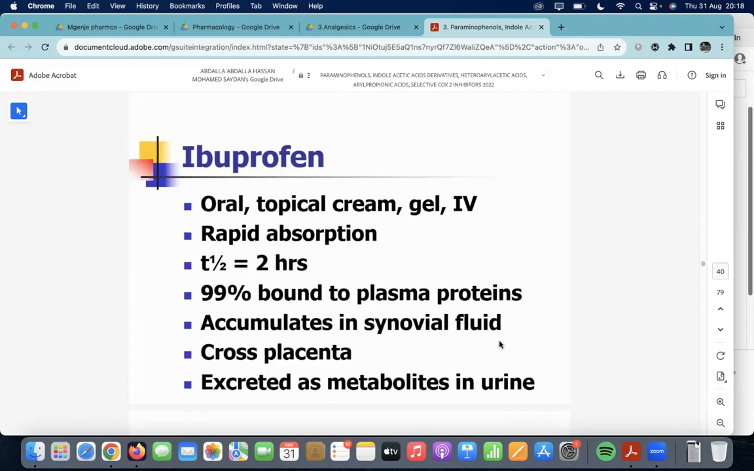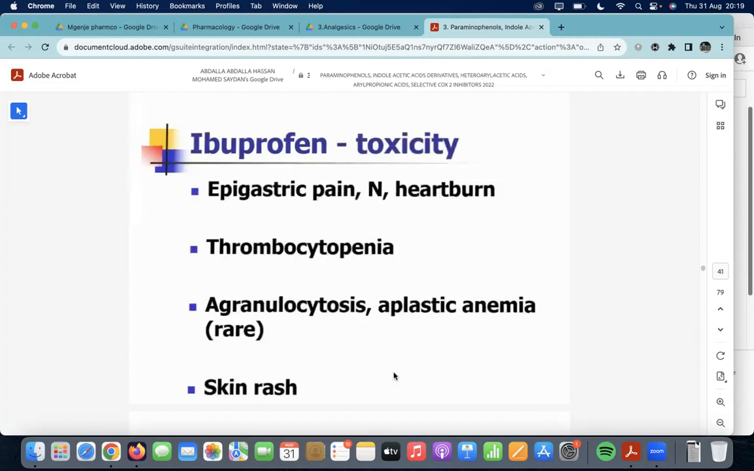Accumulates in synovial fluid. I think indomethacin also accumulated in synovial fluid. Yeah, I think so too. So the synovial fluid thing is also something key to note. It crosses the placenta and is excreted as metabolites in urine. Most of these NSAIDs are excreted in urine. I've not seen one which is excreted in feces so far.